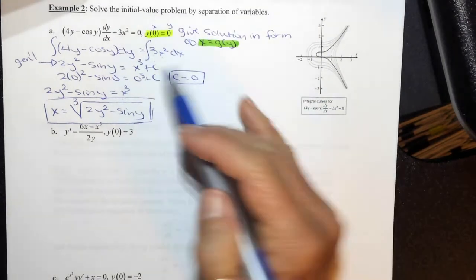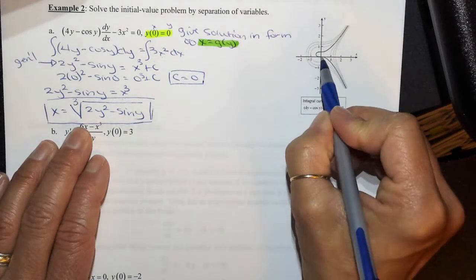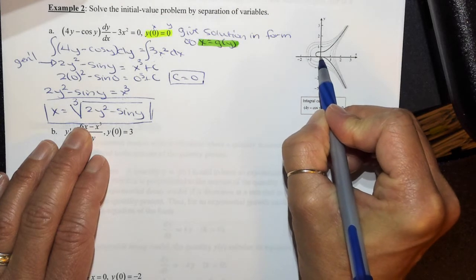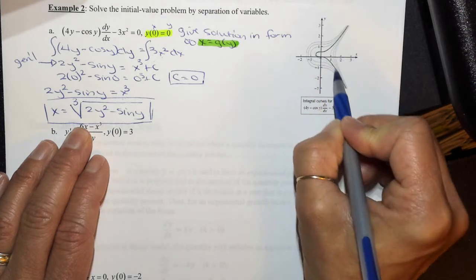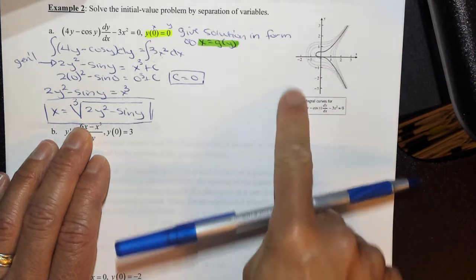Okay, so here what we're looking at is through this point 0, 0. Okay, so we're looking for this portion of the graph, which is the darkest. So that's just what this shows right here.